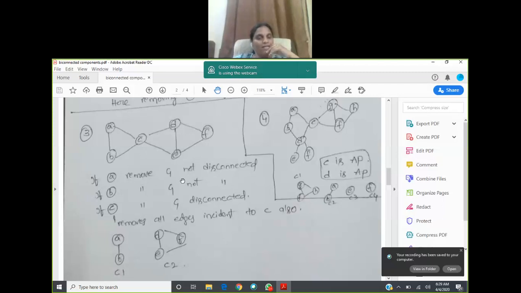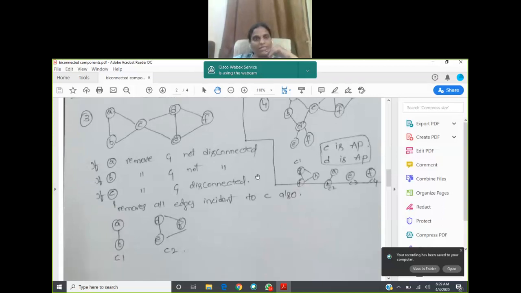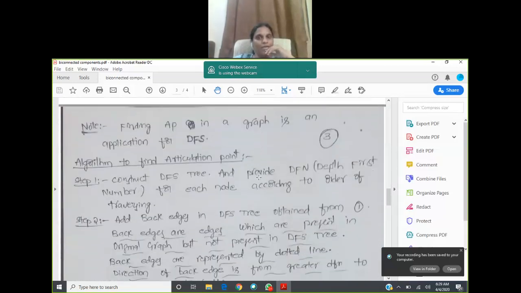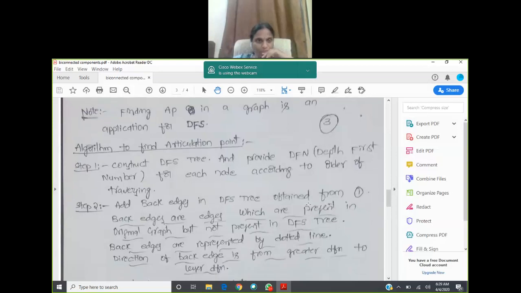But if the number of vertices increases in a graph, then it is difficult to find articulation points. Therefore, there is an algorithm which is used to find articulation points in the graph. This is a very important algorithm, so please look at it. One more point: finding articulation points (AP stands for articulation point) in a graph is an application of DFS. So what is DFS? Depth first search. DFS and BFS are graph traversal techniques.